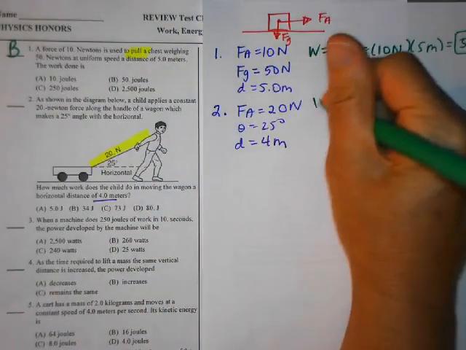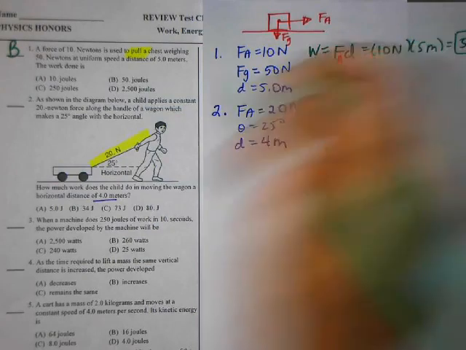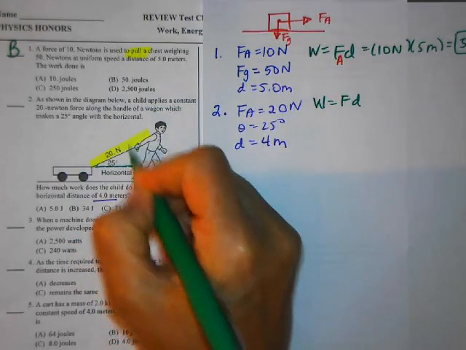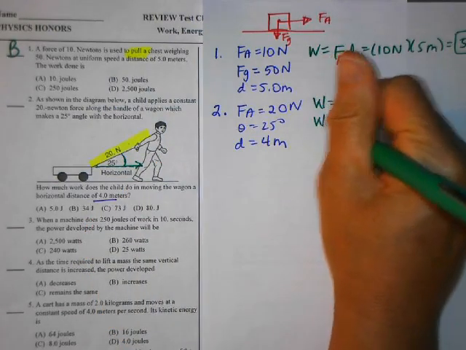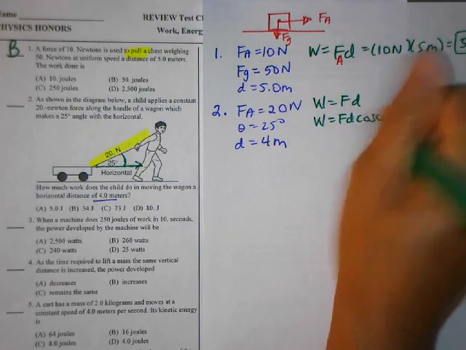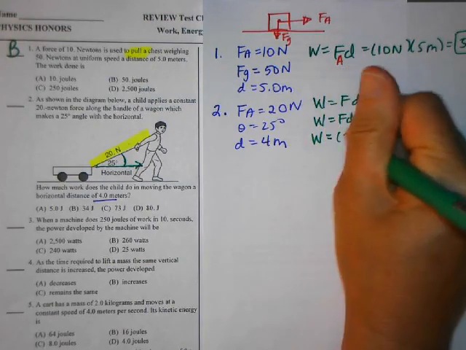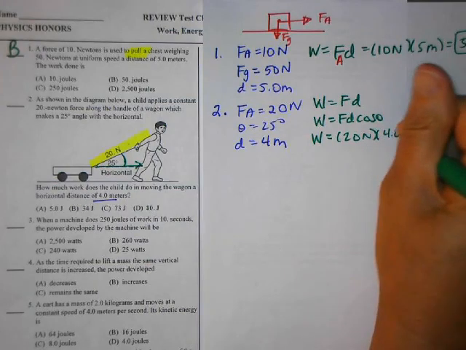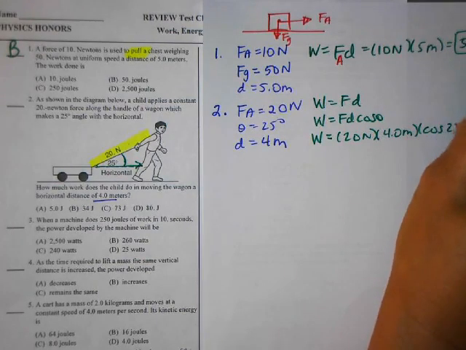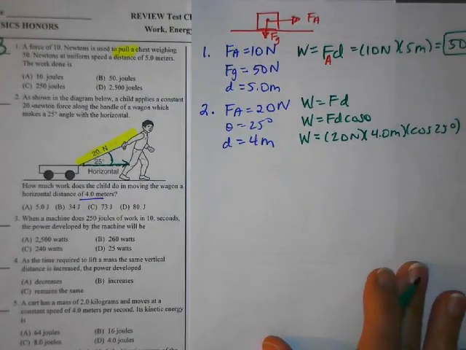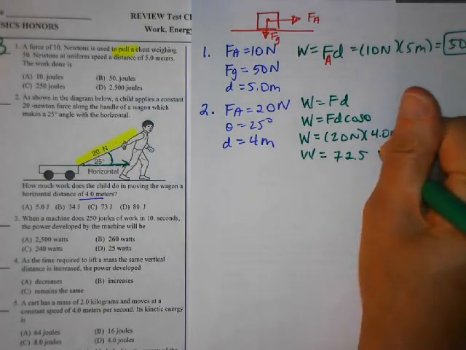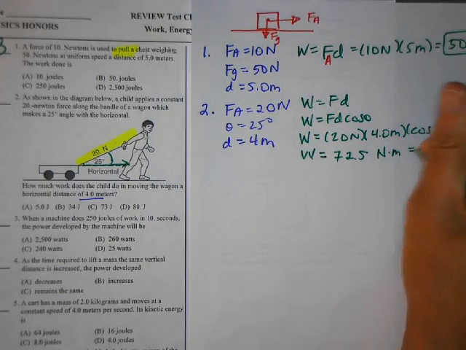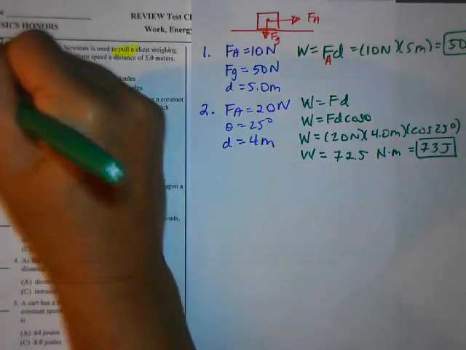So W is equal to FD. This component of this force is adjacent to the given angle, and that's how we know it's cosine. So W is equal to FD cosine theta. So it's 20 newtons times 4 meters times the cosine of 25 degrees. And if we do that on our calculator, it comes out to be 72.5 newton meters, so it would be 73 joules. And that is answer C.